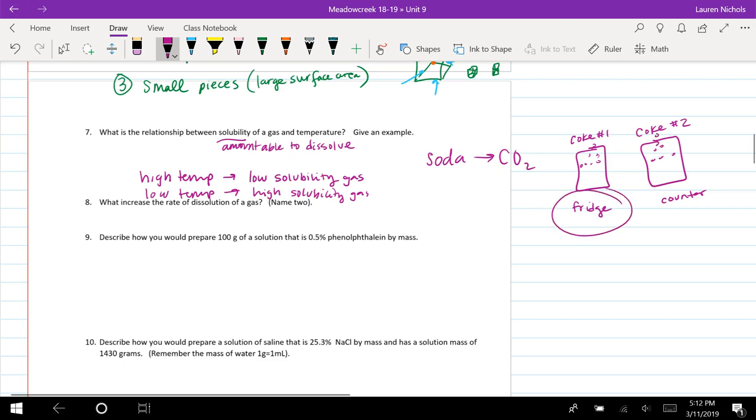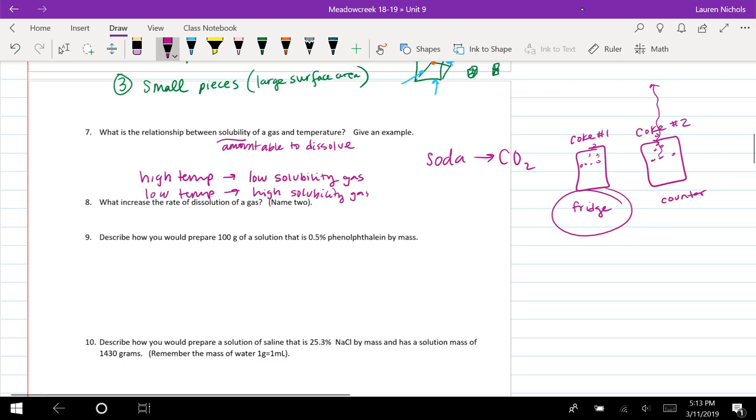Okay, but the one that came from the fridge is going to have more bubbles stay in your soda than the one on the counter. The one on the counter is going to have all of its bubbles come out into the air much faster. So your Coke is going to go flatter if it was warm, which is why your Coke is going to go flat faster during the summertime than it will during the wintertime if you're outside and the temperature of the weather is affecting it.